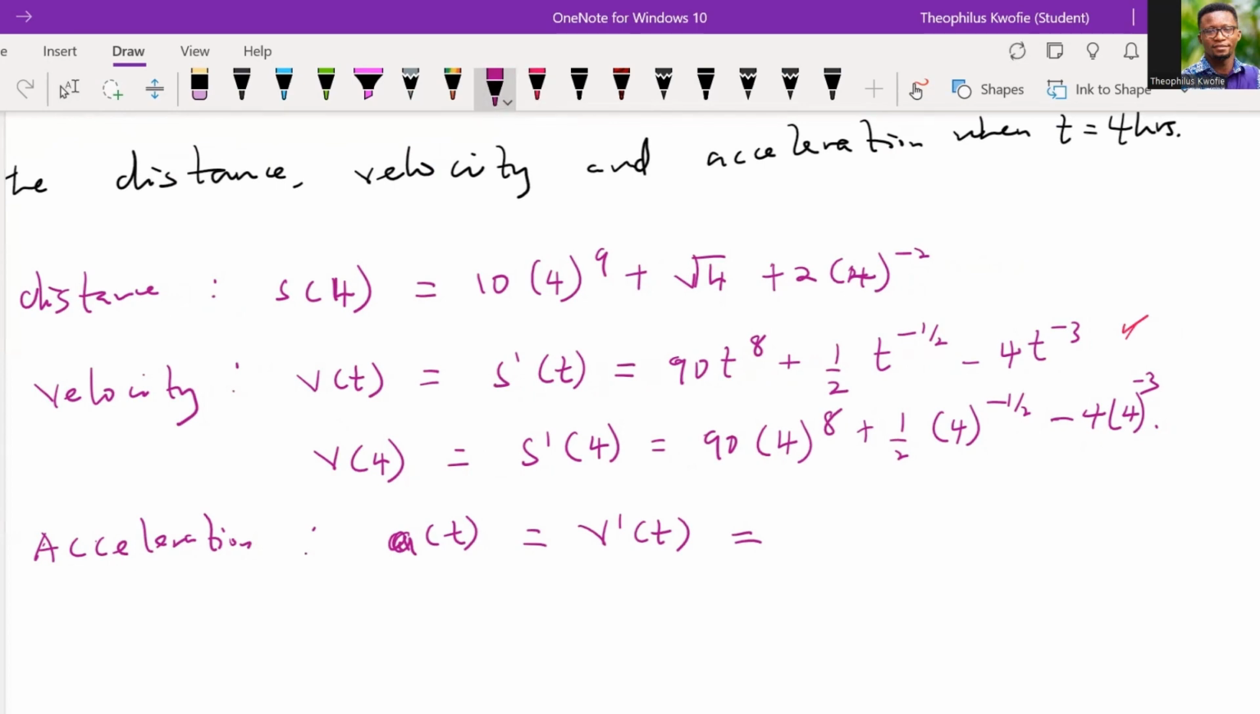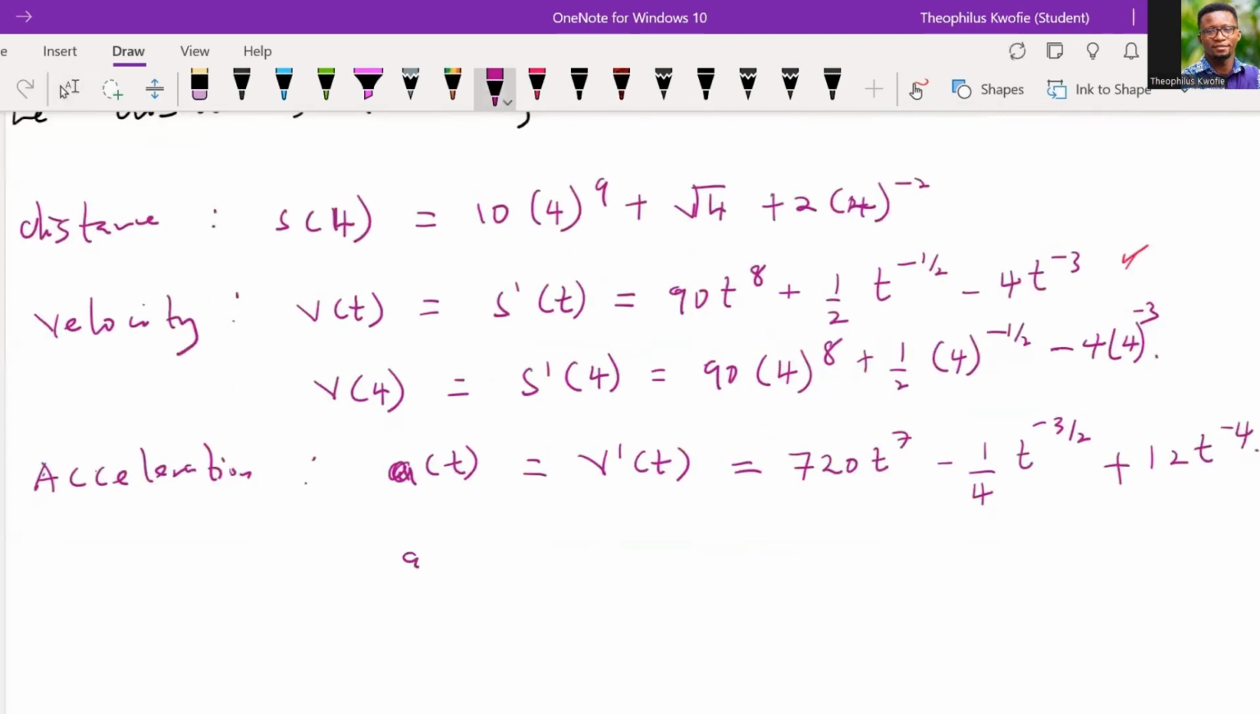So you can pause the video and see whether you'll be able to do it by yourself. And let's see, what did we get? When we differentiate the velocity, that should give us what? 20t to the power 7, right? And that should give us what? Minus 3 on 2. And that gives us what? t to the power minus 4.